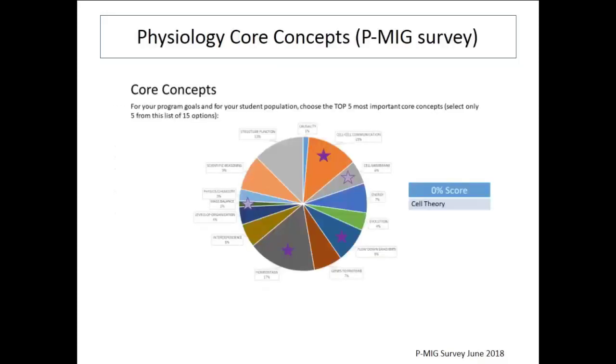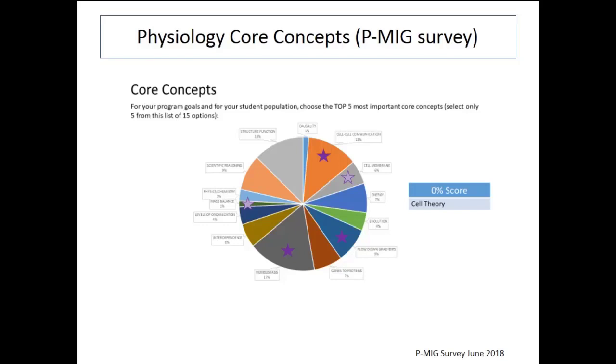This is what you all said. So Claudia sent me some data, or somebody sent me data, about what you all said were important for your goals. And so you can't read it up here, but cell-cell communication is up here under the purple star, flow-down gradients or flux, homeostasis. These three are clearly important to you all and important to physiology writ large. And they're also three that we have unpacked and vetted the conceptual framework for, and those are all published actually in different articles in Advances in Physiology Education.